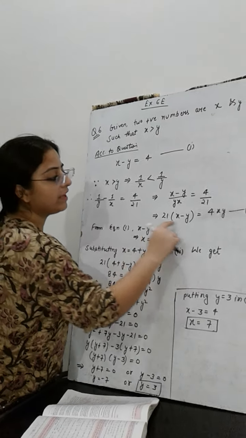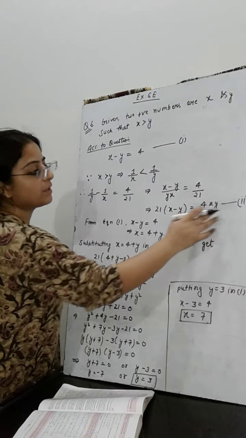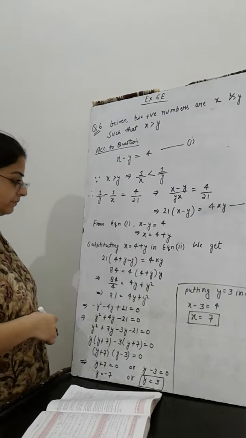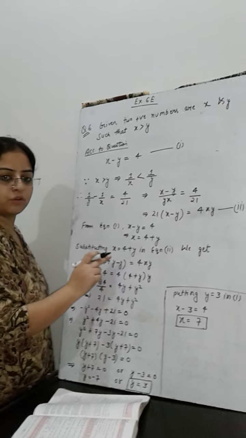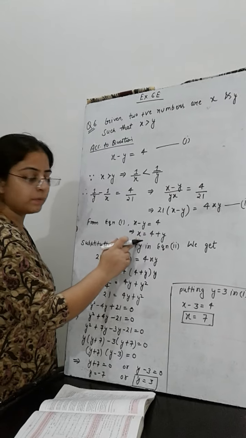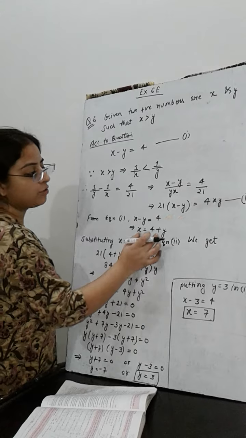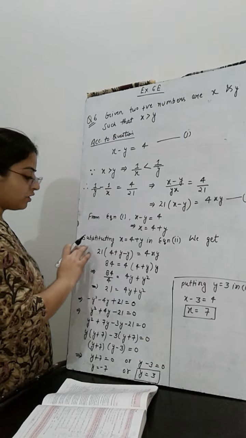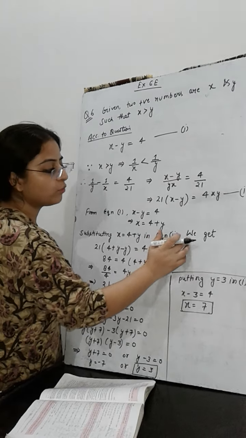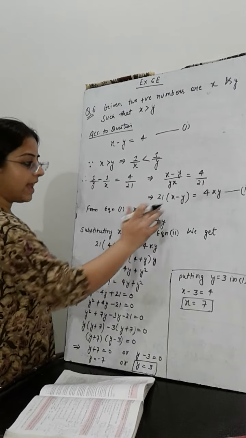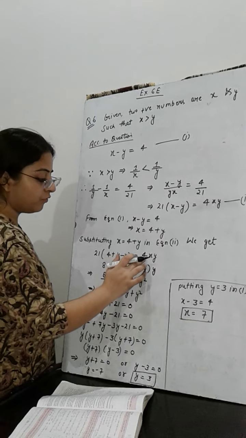On simplifying it, we get 21x minus y equals 4xy. This is equation number second. Now from equation number first, it was given x minus y equals 4. यहाँ से हमने x को सब्जेक्ट बनाया और x की वैल्यू आ गई 4 प्लस y. अब इस x की वैल्यू को उठा के हम सेकंड इक्वेशन में लगाएंगे. So on substituting x equals 4 plus y in equation number second, we get 21, in place of x we put 4 plus y, minus y equals 4xy.